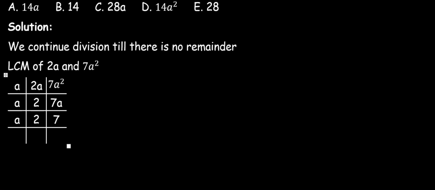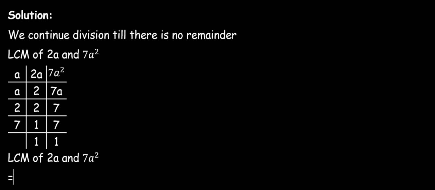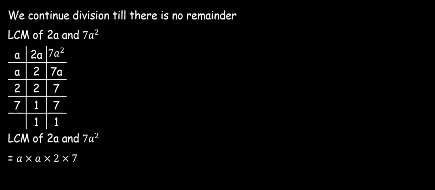And we can proceed with the smallest prime factors in numbers: 2. 2 divide 2 gives you 1. 2 divide 7 cannot without a remainder, so you bring it down, 7. Next, we proceed with 7. 7 divide 1, you just bring the 1 down. 7 divide 7 will give you 1. Conclusively, we can say LCM of 2a and 7a² is equal to a times 2 times 7. That is equal to 14a².